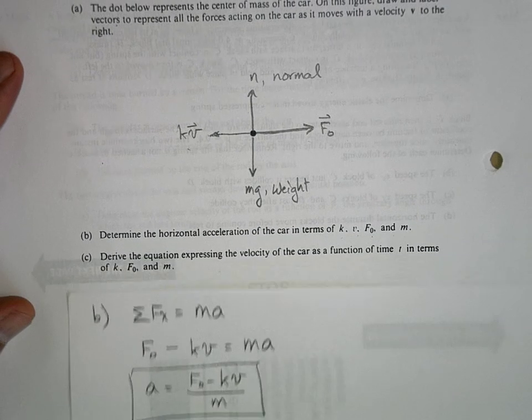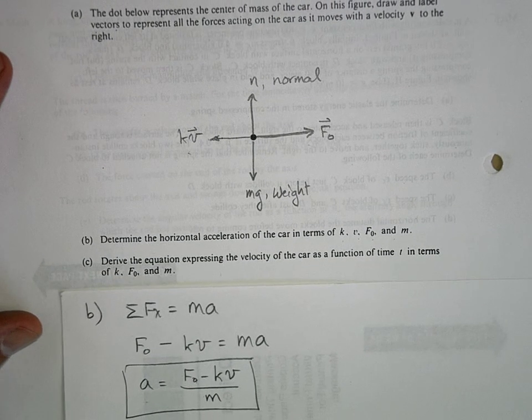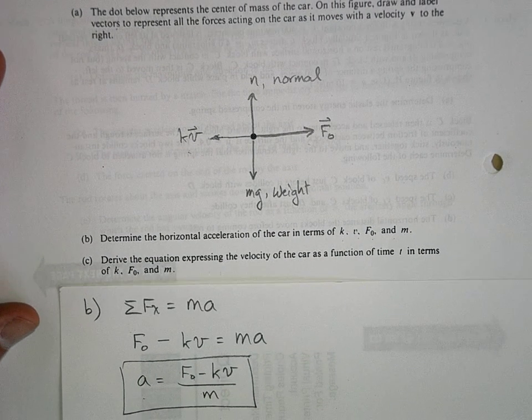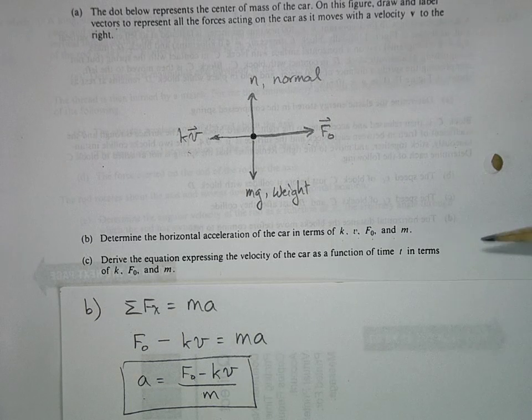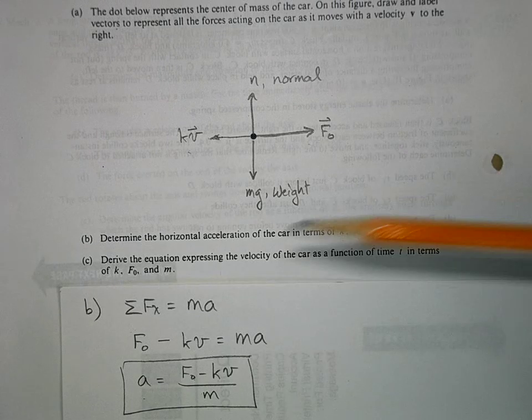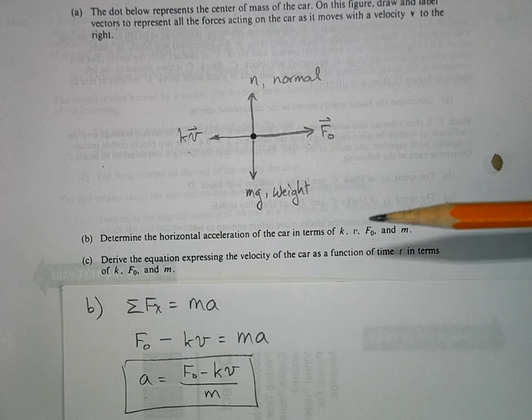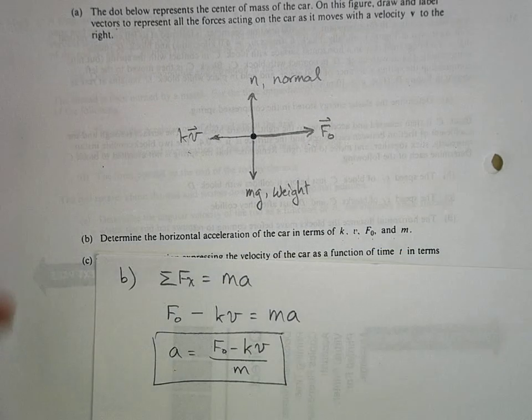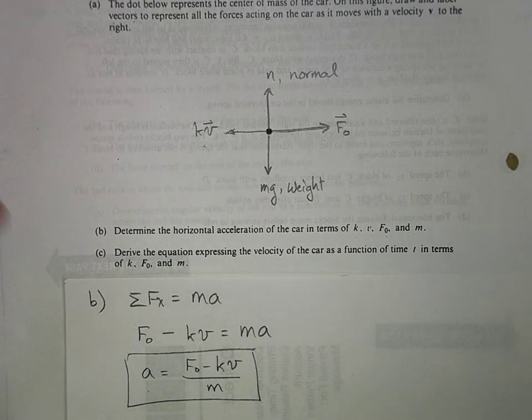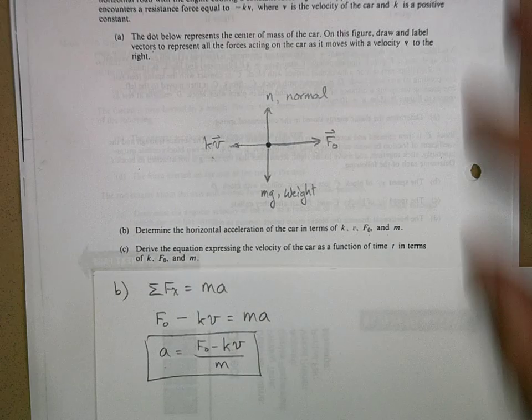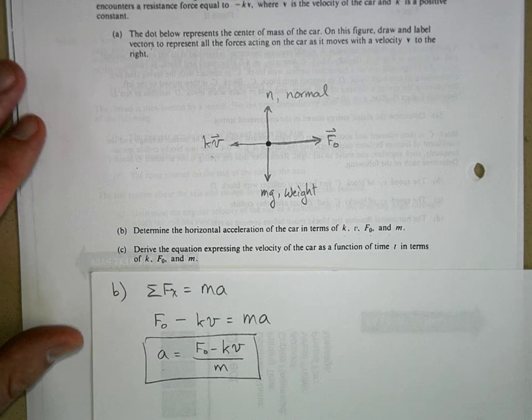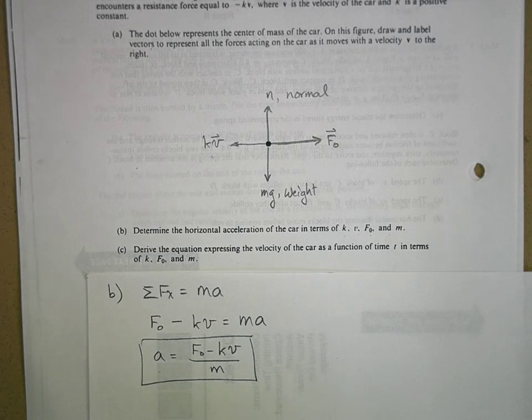Now, for part C, and this is the most interesting part of the problem, it says derive the equation expressing the velocity of the car as a function of time, t, in terms of k, F naught, and m. Now, this is where it's going to be an exponential function. And let's figure out why.